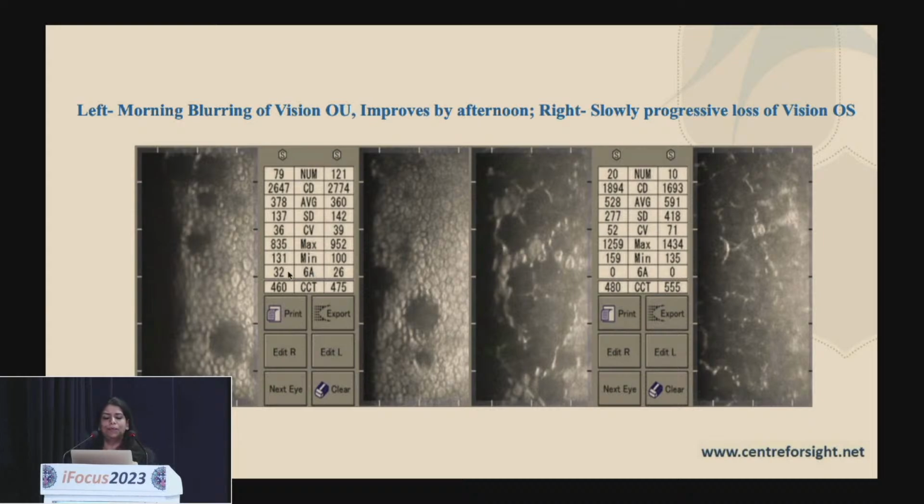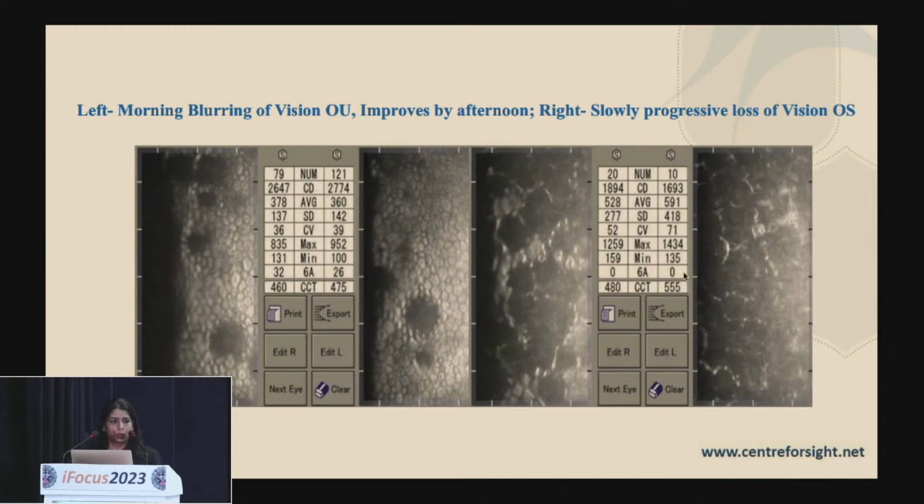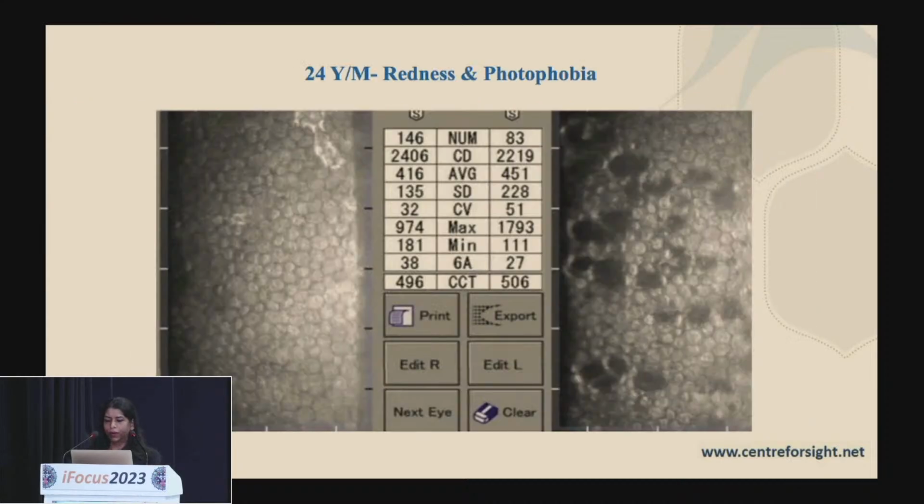So if you see, in this patient, the hexagonality is at least 26% to 32%, but in this patient, the hexagonality is almost 0. We cannot identify the hexagonality in this patient, right? So it is a case of Fuchs, okay?